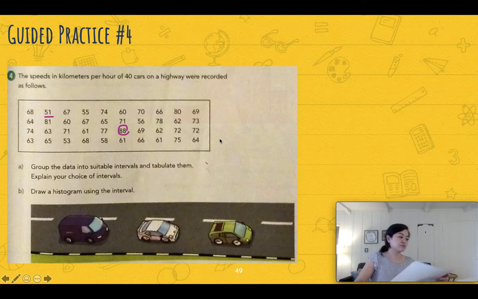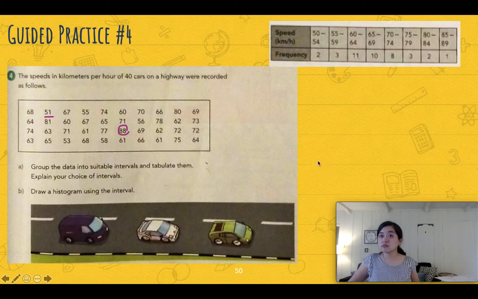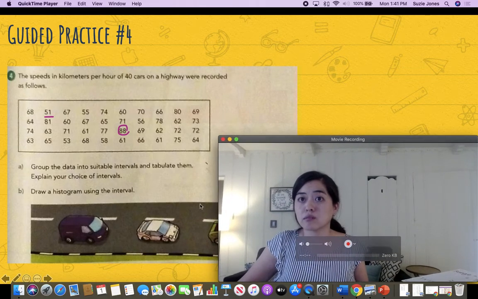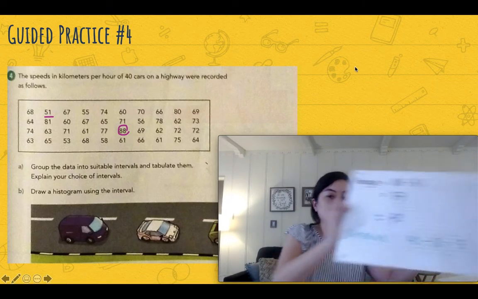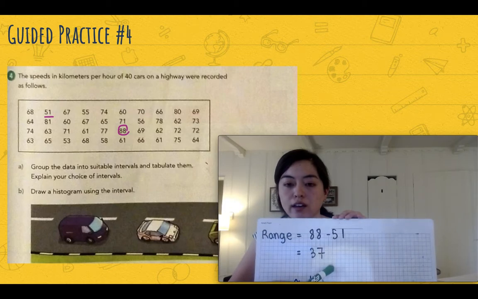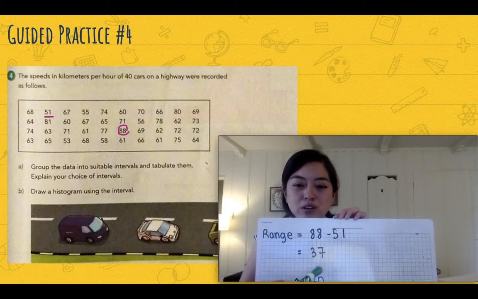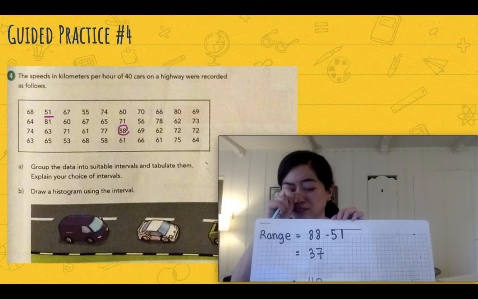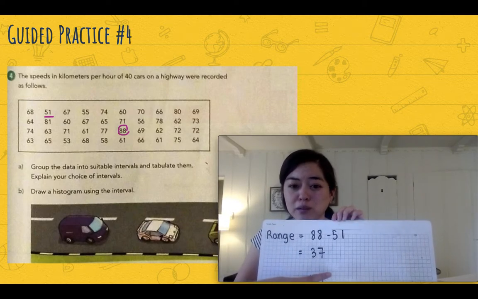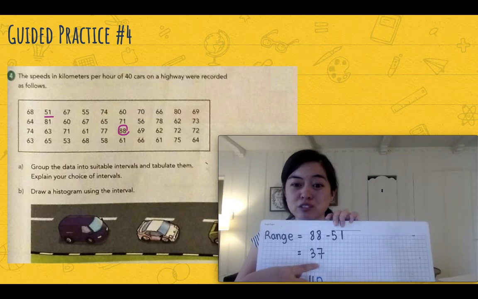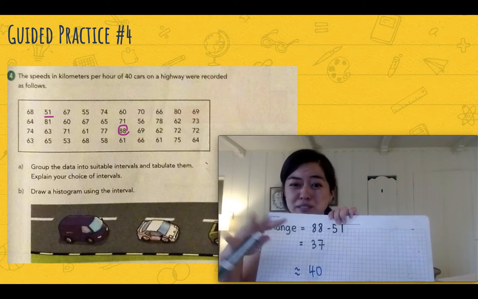Let me just make this bigger. Okay. And so when I figured out the range, I got this, right? 88 minus 51 is 37, okay? Now, from 37, I want to think about how many intervals I want. What makes sense? Well, first of all, 37 is a prime number, so it's not really easily divided. You can divide it only by itself or by 1, okay? So what I'm going to do is round up to a number that I like, which is 40, okay? So it's approximately 40, okay?